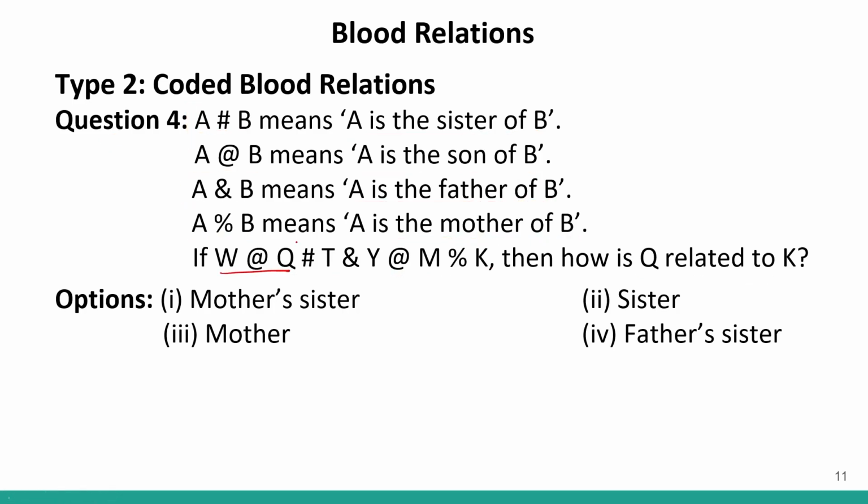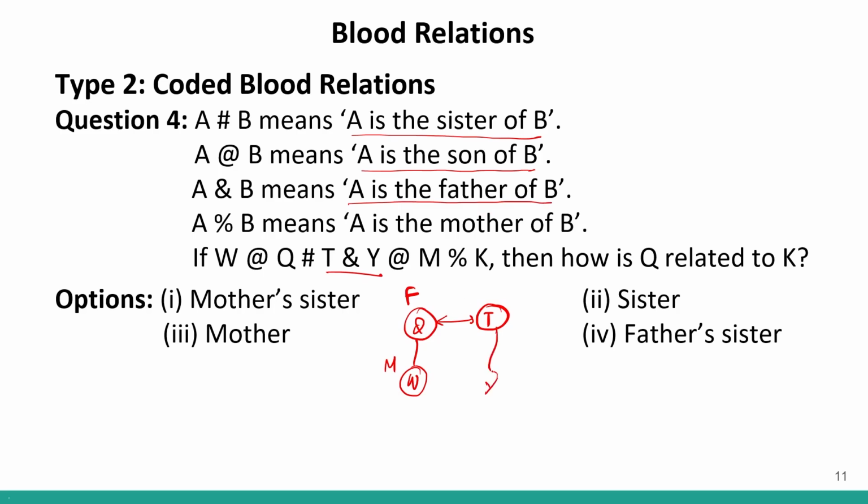W at Q means what? W is the son of Q. So W is male because he is the son of Q. Q's gender is not known, right? Q hashtag T means Q is the sister of T. So Q is the sister means Q would be female. T's gender is unknown. T and Y means T is the father of Y. T is the father of Y, so T has a child, Y. And T is the father, so T would be male. But gender of Y is not known.